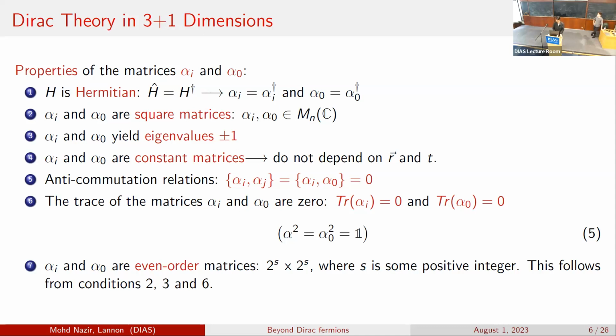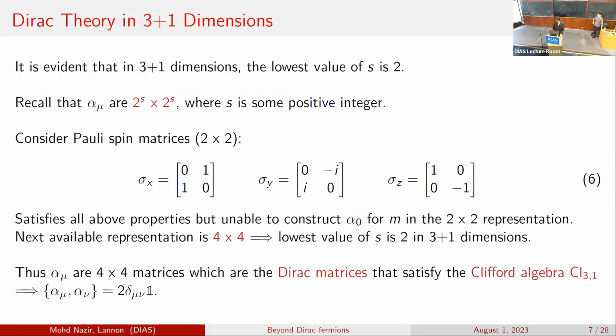And the trace of these matrices is 0, and thus using conditions 2, 3, and 6, we can show that alpha matrices are indeed even order matrices. It's evident that in 3+1 dimensions, the lowest value of s is 2. Initially one is tempted to consider the Pauli spin matrices because they satisfy all the above conditions and they're 2 by 2 matrices. So perhaps they might be useful in some construction of a 2 by 2 representation.